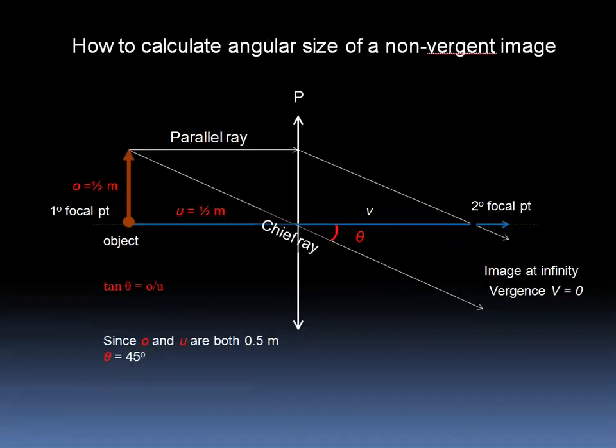Here we see an example of an object that has a non-vergent image at infinity. We can calculate its angular size. We are given that the object has a height of 1/2 meter and a distance of 1/2 meter from the lens. The tangent of the angle is equal to the opposite over the adjacent. So the tangent of the angle is 1, therefore the angle is 45 degrees.